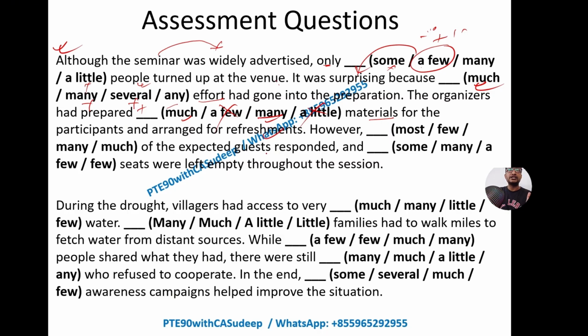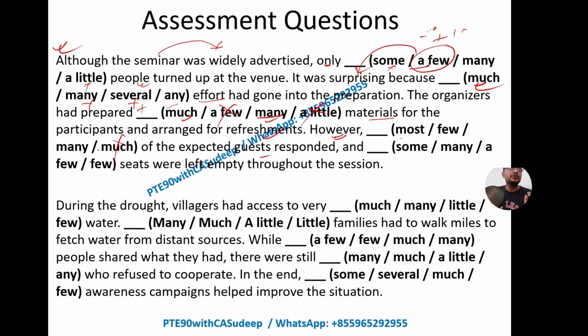However, dash of the expected guests responded. There was a lot of preparation and a lot of people were invited, but however, dash of the expected guests responded. Some of them are here. Now you need something of a negative sentence. Guests is countable, so much cannot come, because it is used only for uncountable nouns. Guests are countable, so you are left with must, few, or many.